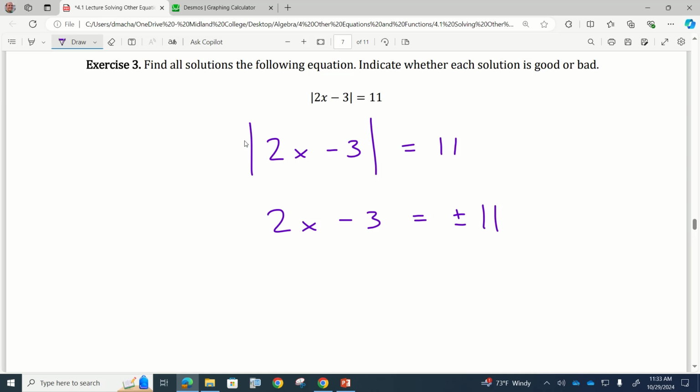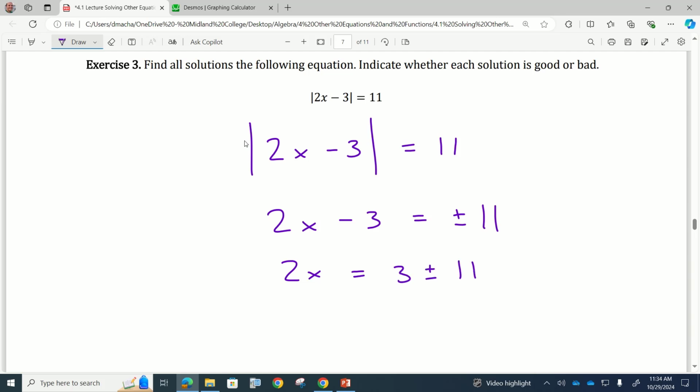Right? Because if 2x minus 3 is positive 11, then taking the absolute value remains positive 11. It's like the original equation. And if 2x minus 3 is negative 11, then when I go to take the absolute value, it becomes positive 11, and that still satisfies my original equation. So if you want to get rid of absolute values, just make sure you throw in the plus or minus on the opposite side. And then we solve for x like normal, so I might add 3 to both sides.